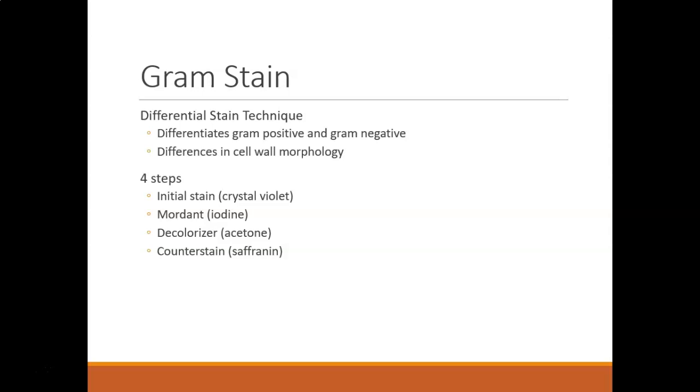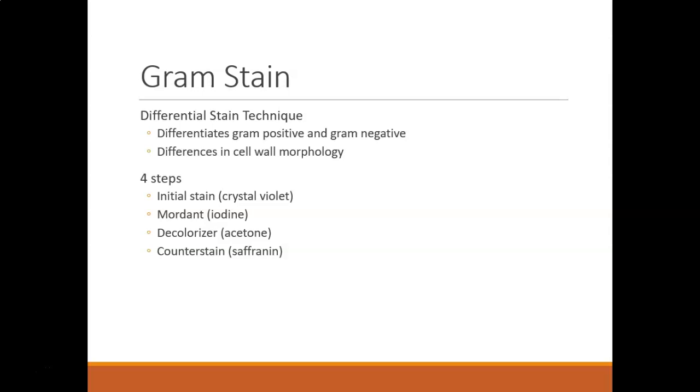So there are 4 basic steps to a gram stain. You take the bacteria and you're still going to aseptically transfer them to a slide and heat fix them. Once you've done that, then you're going to stain them just like you do a simple stain. You add crystal violet, which is a basic dye. Crystal violet will stain all of the cells. After 1 minute, you rinse with distilled water, and then you add iodine.